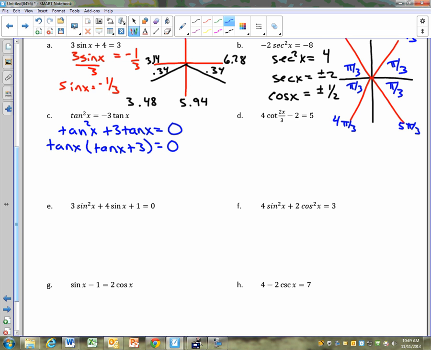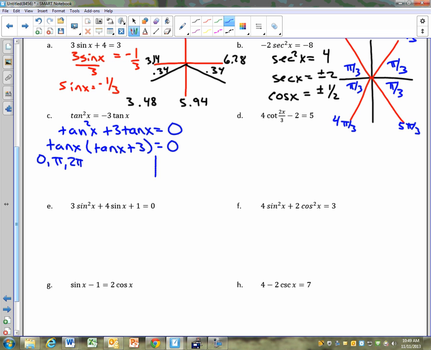So now you have two equations. First of all, where is tangent of x equal to 0? So 0 and pi, right? 0, pi, and 2 pi. Okay. So if we're saying x is anywhere between 0 and 2 pi, there we go. And then tangent of x plus 3 equals 0. Then we're solving for tangent of x is equal to negative 3.